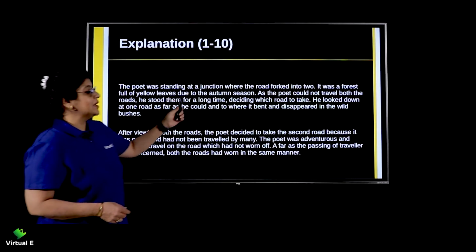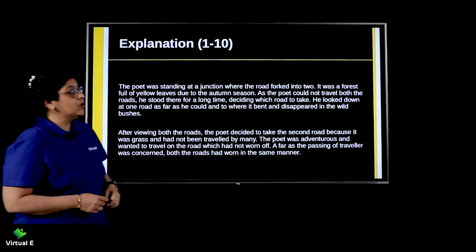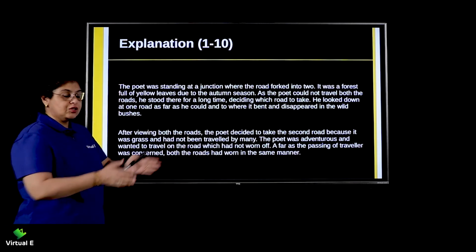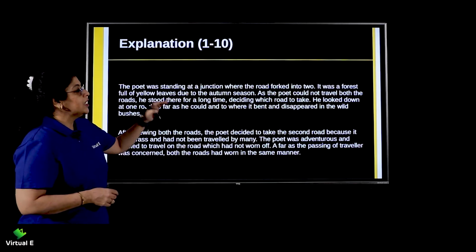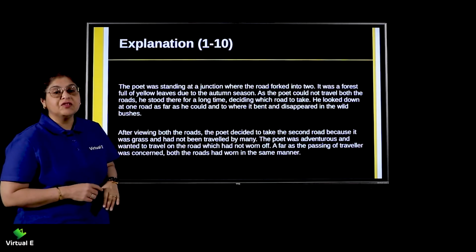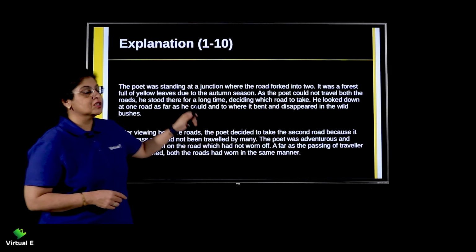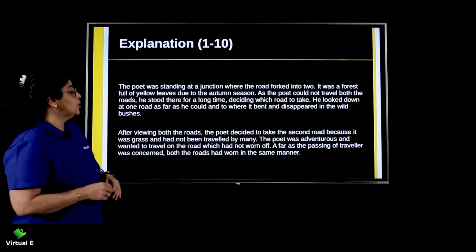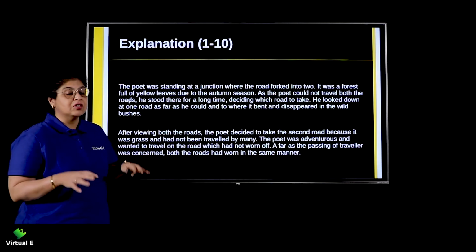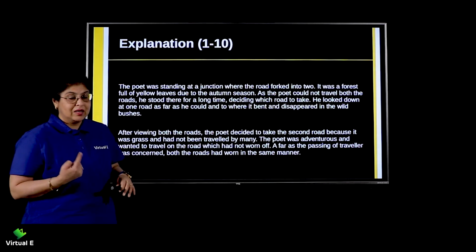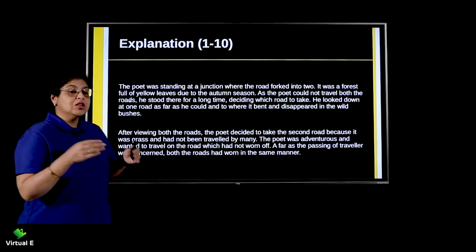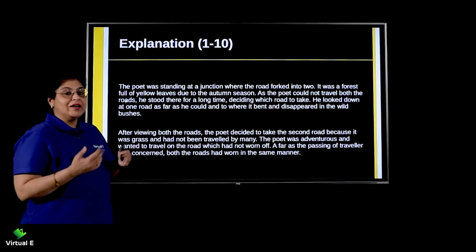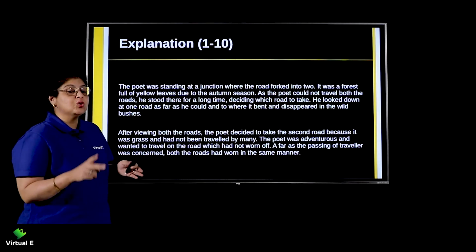The poet was standing at a junction where the road forked into two, as in divided into two. It was a forest full of yellow leaves due to the autumn season. As the poet could not travel both the roads, he stood there for a long time. Now he was one and he had two roads. So obviously he could not divide himself into two. He had to choose any one.